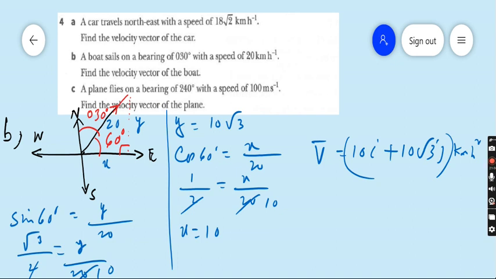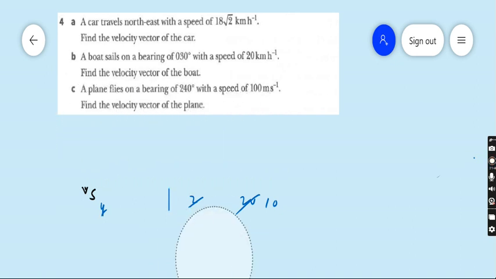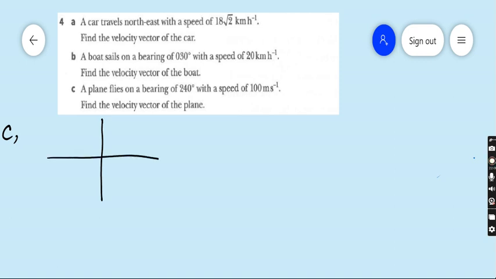Now move to part C. A plane flies on a bearing of 240 degrees with a speed of 100 meters per second. Find the velocity vector of the plane. Very easy. Again, draw the directions.